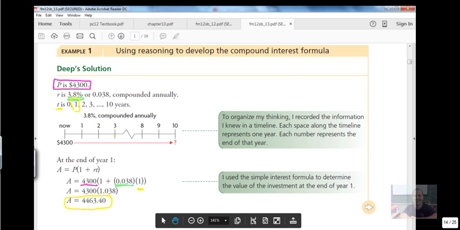Okay? So I want you to notice a couple things here. The couple things I want you to notice is this, that this is just like simple interest. And with this new version of the formula, look at this. This right there, 1 plus 0.038 times 1, is actually 1.038. And you're going to see that come up again and again. So that's after the first year.